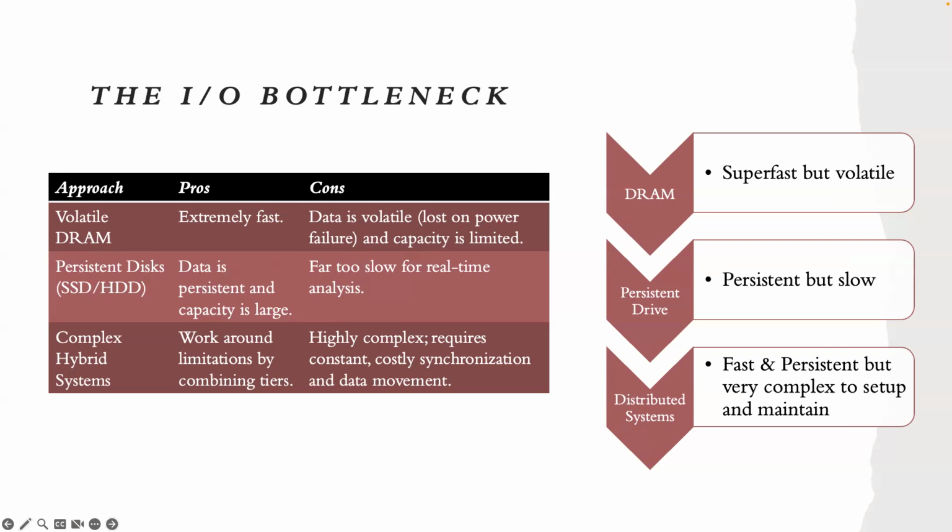And then we have complicated hybrid systems or distributed systems where multiple machines come together and share their resources to solve the issues we mentioned earlier. But the biggest downside is that they are very complicated to handle. They are highly complex and require a lot of maintenance as well. Also, all the data has to be synchronized and kept coordinated.